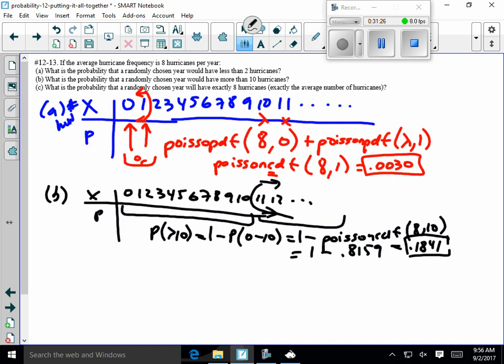Okay? So a left-hand probability, we use CDF. A right-hand probability, we use 1 minus CDF. The last case on here says, what's the probability that a chosen year will have exactly 8 hurricanes? In other words, we'll have an exactly average year.